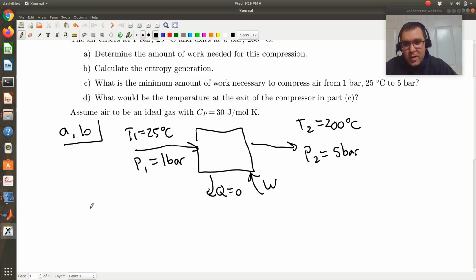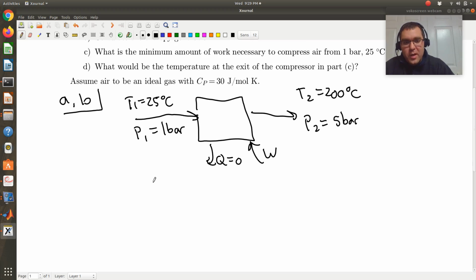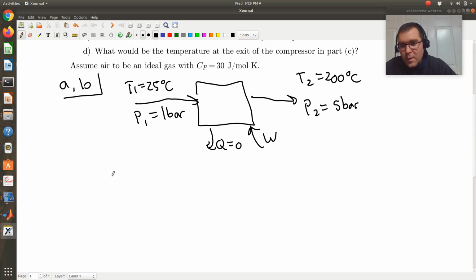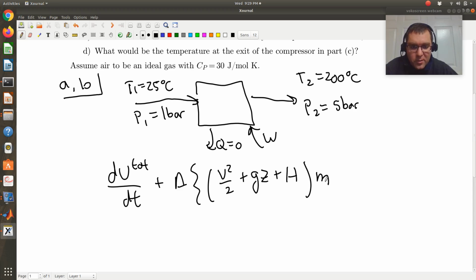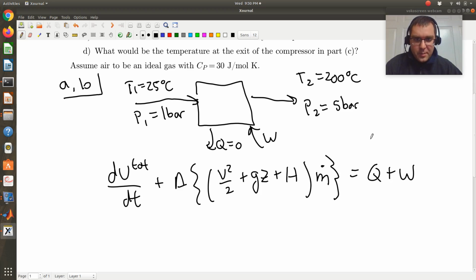All right, so I'm going to start by writing my general first law balance for my open system. So that'll take the form of dU total dt plus delta, I'll have change in kinetic energy plus potential energy plus enthalpy. Remember, enthalpy, not internal energy, since my flowing fluid element needs to displace the fluid element in front of it. Okay, so that's an m dot, and that'll be equal to Q plus W.